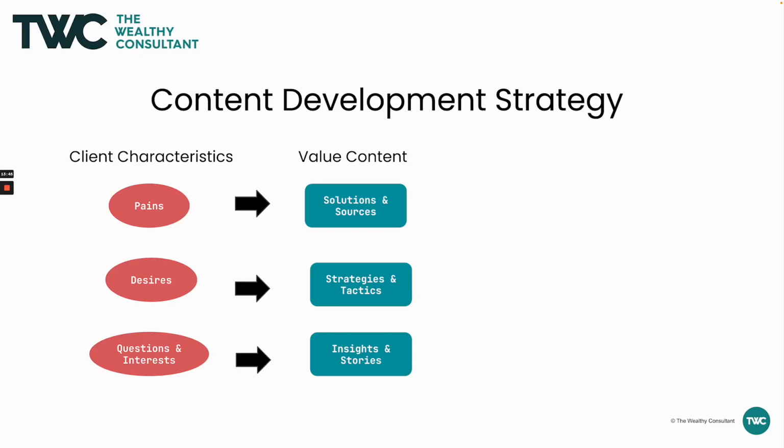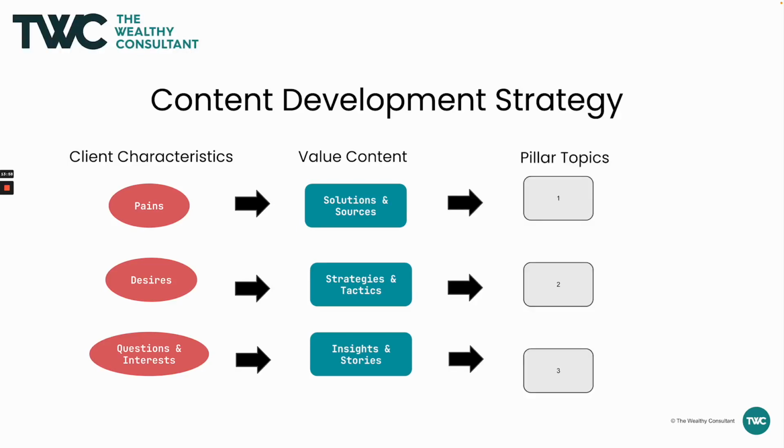See how that works? So first we identify what's in their minds, then we create content with a few different value focuses: solutions and sources, strategies and tactics, insights and stories. And those pieces of content become our pillar topics. Everything we talk about is going to stay within the lanes right here. That way our audience can begin to learn our messaging. They can pick up on who we are. It starts to build our brand and our reputation in the marketplace because we are consistently talking about these pillar topics. All of these pillar topics are things that our signature solution can address.